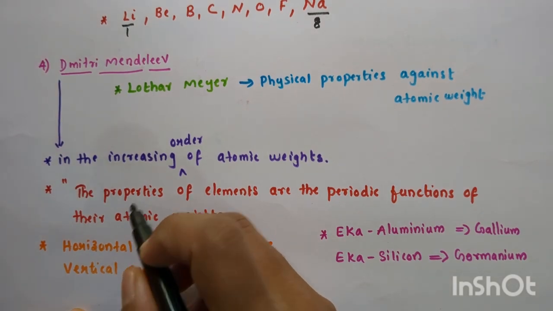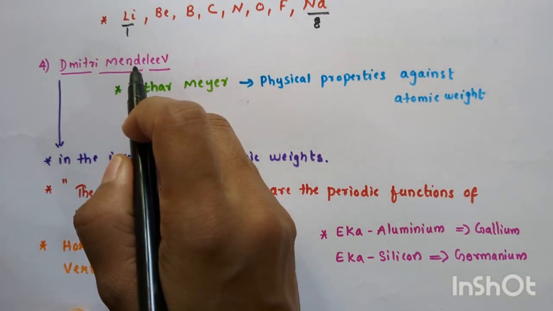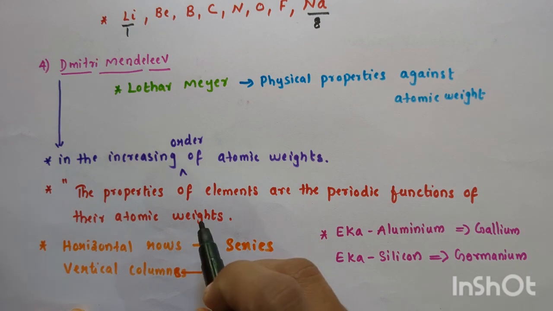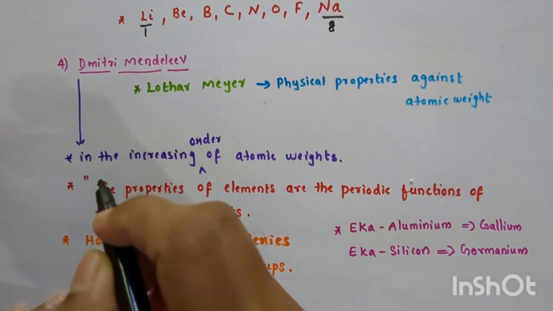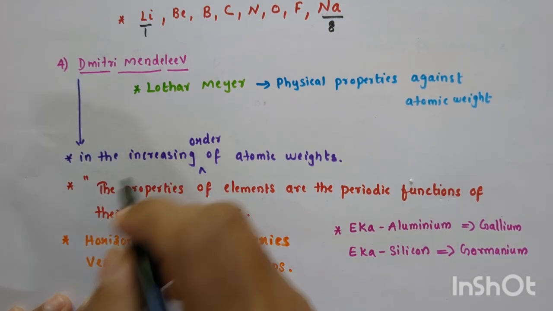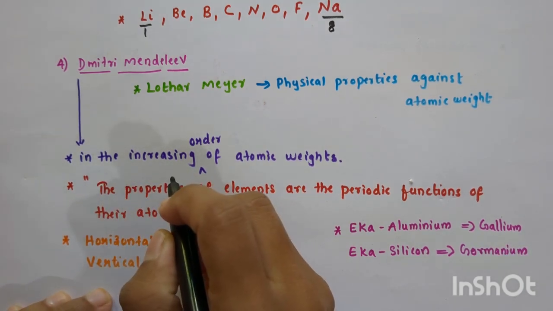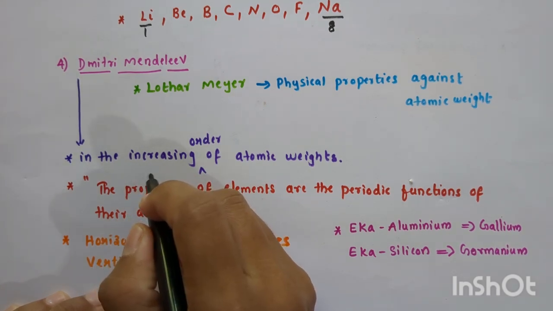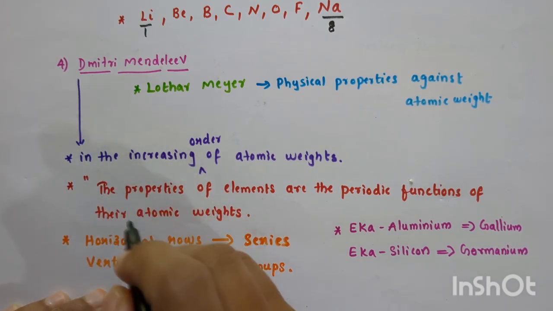But actually, there were many demerits of Mendeleev's periodic table. Elements with dissimilar properties were found in the same group. He could not give an exact position for the hydrogen atom. Mendeleev's periodic table did not strictly obey the increasing order of atomic weights. He couldn't give the exact position of lanthanoids and actinoids, and also of isotopes. So these are some demerits of Mendeleev's periodic table.